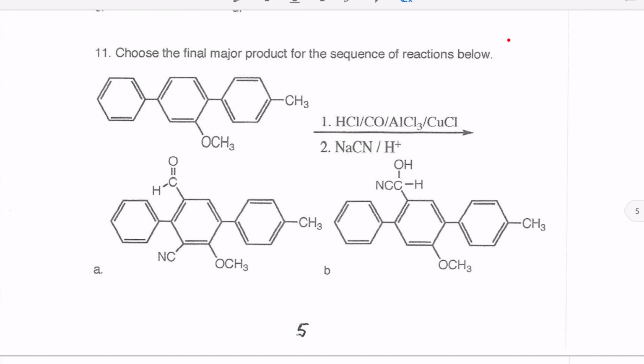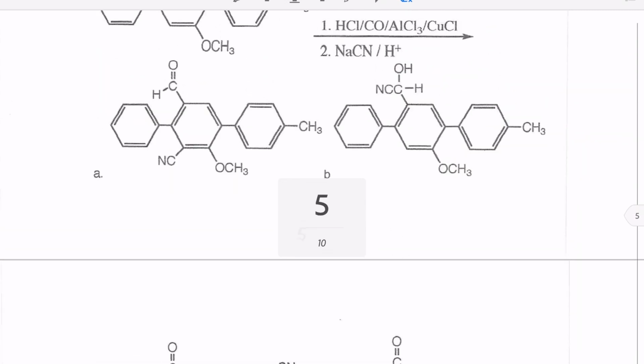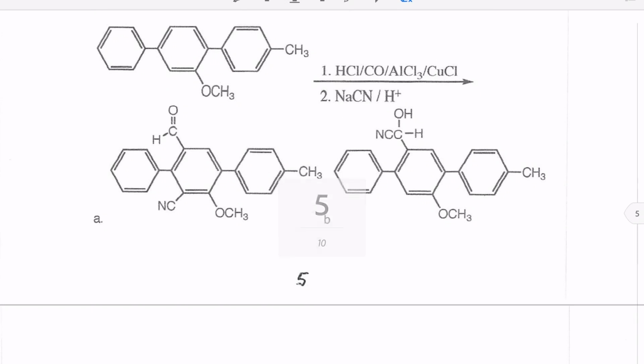Today I'll be covering the second half of the practice exam, so from questions 11 to 20, and so let's start. So for the first problem, question 11, we are given a starting material and we are given two reactions, and we are asked to choose which of the four products, as you can see here, are actually the final product of these two sequential reactions.